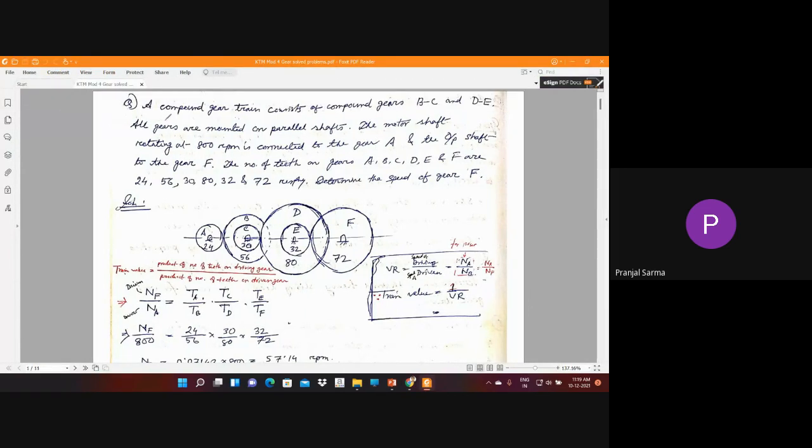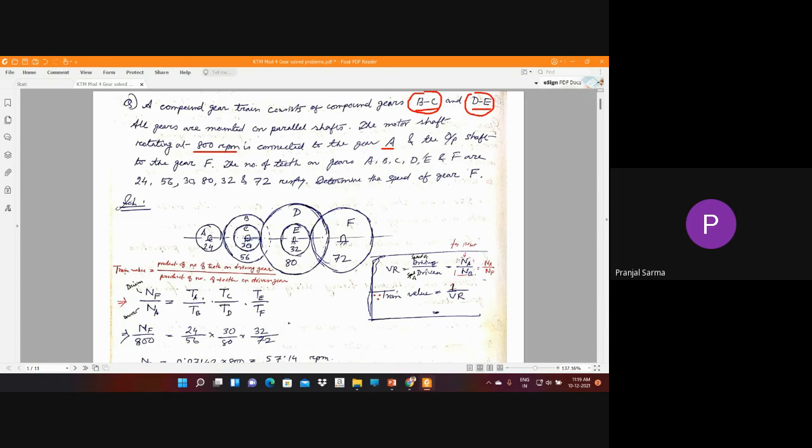It says that a compound gear train consists of compound gears B-C and D-E. What does this mean? B and C are mounted on the same shaft, and D and E are mounted on the same shaft. All the gears are mounted on parallel shafts. The motor shaft rotating at 800 rpm is connected to gear A, that is, gear A is the driver.